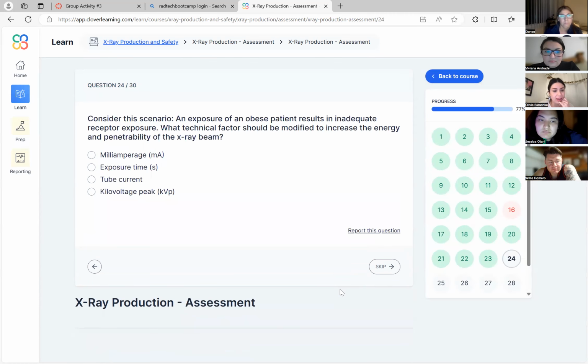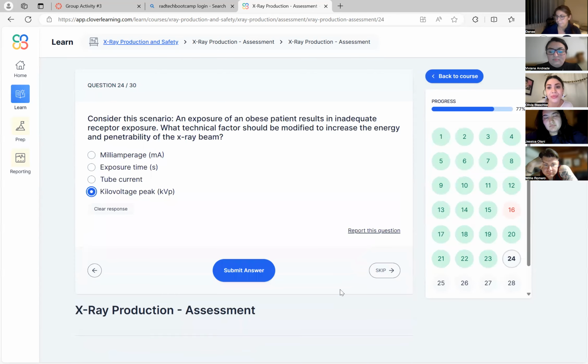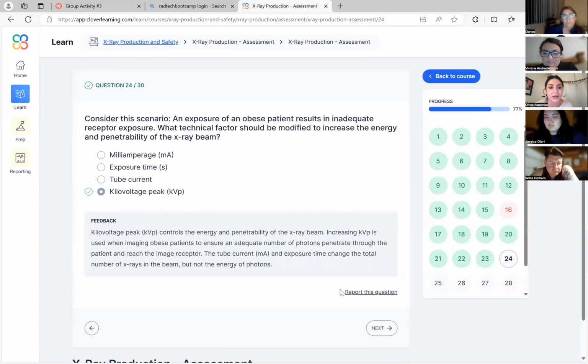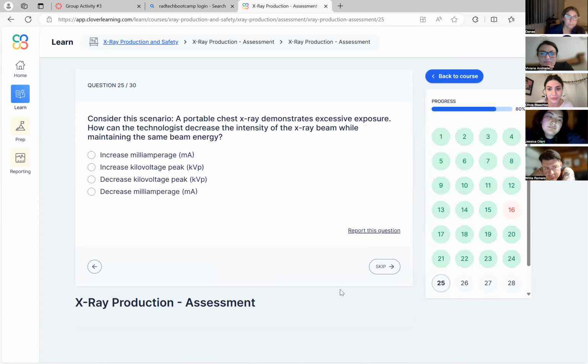All right, Heidi, you're next. Okay, consider this scenario. An exposure of an obese patient results in inadequate receptor exposure. What technical factor should be modified to increase the energy and penetrability of the X-ray beam? I would say it would be kVp because of penetration. I agree. Yep, I just think of penetrating power as kV. I'm gonna think of that tennis ball from now on. Yep.